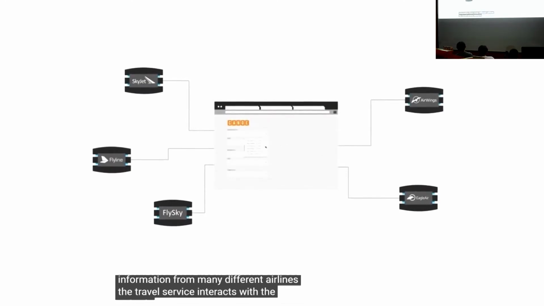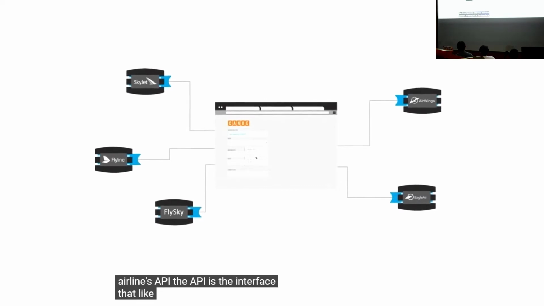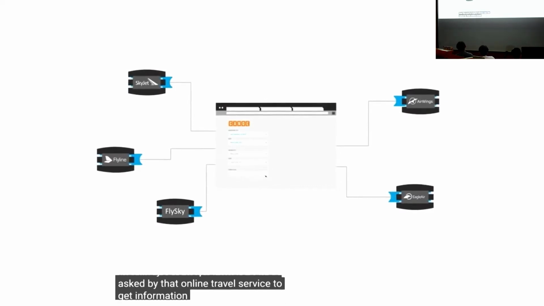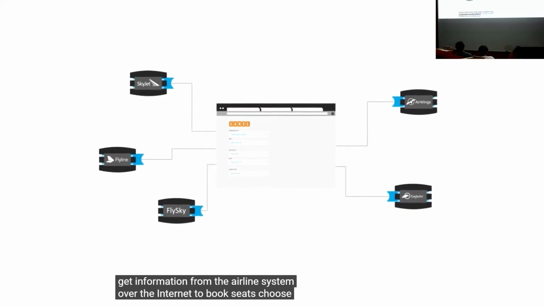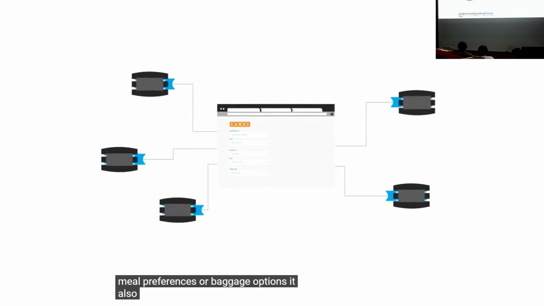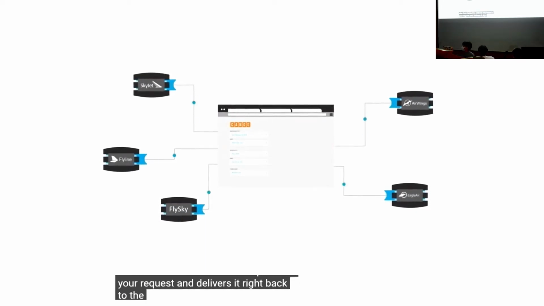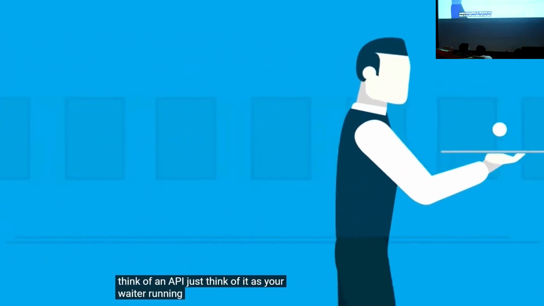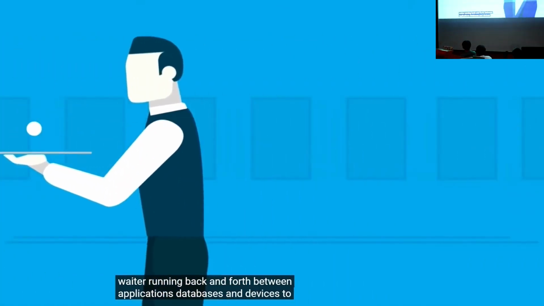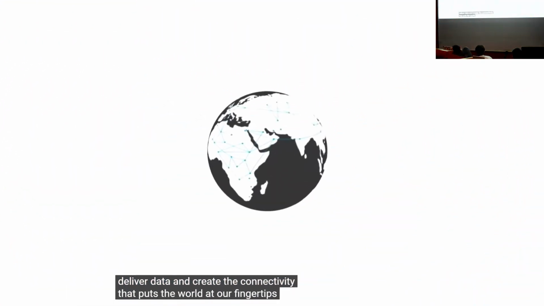The travel service interacts with the airline's API. The API is the interface that, like your helpful waiter, can be asked by that online travel service to get information from the airline system over the internet to book seats, choose meal preferences, or baggage options. It also then takes the airline's response to your request and delivers it right back to the online travel service, which then shows it to you. So now you can see that it's APIs that make it possible for us all to use travel sites. The same goes for all interactions between applications, data, and devices. They all have APIs that allow computers to operate them, and that's what ultimately creates connectivity. So whenever you think of an API, just think of it as your waiter running back and forth between applications, databases, and devices to deliver data and create the connectivity that puts the world at our fingertips. And whenever you think of creating an API, think MuleSoft.